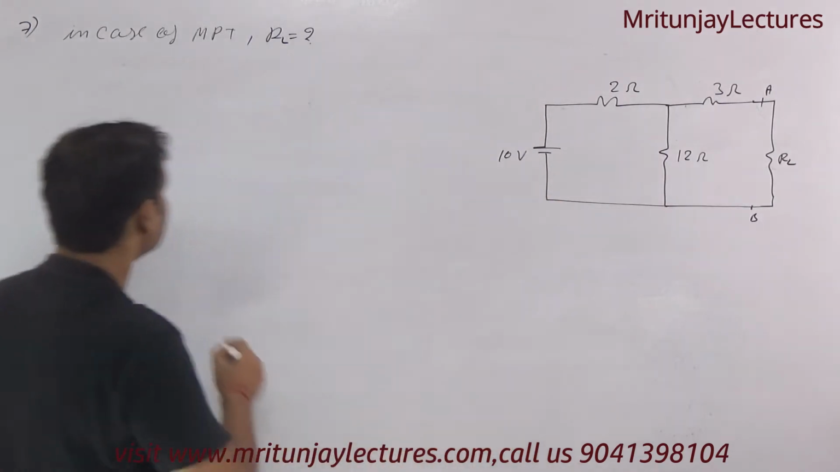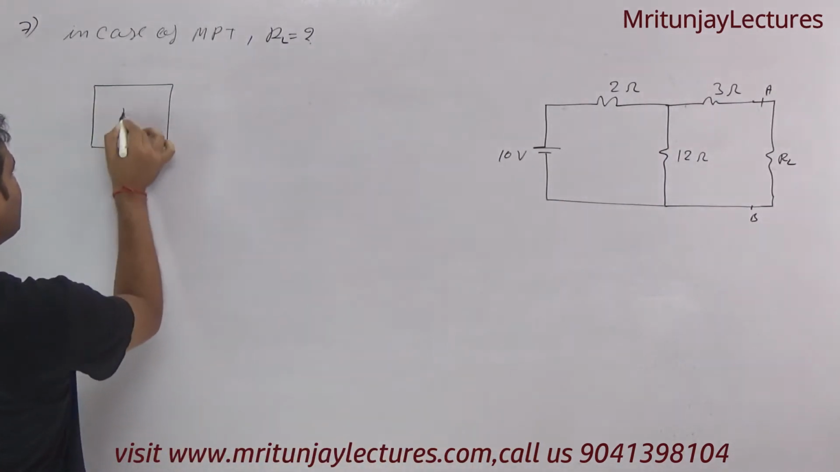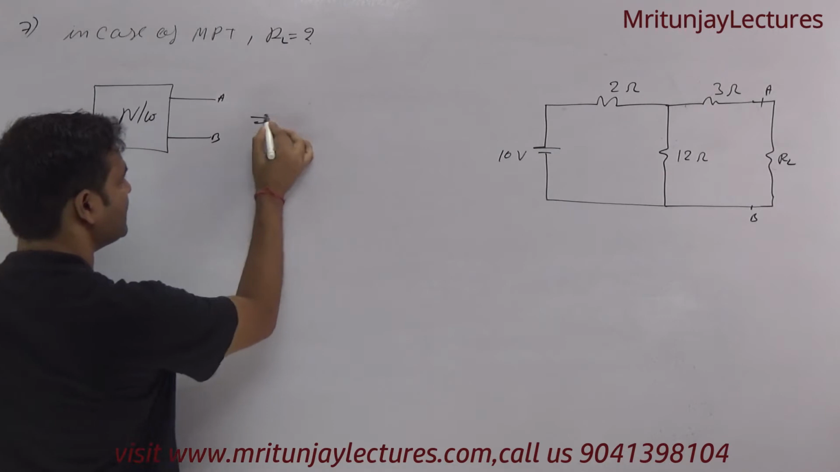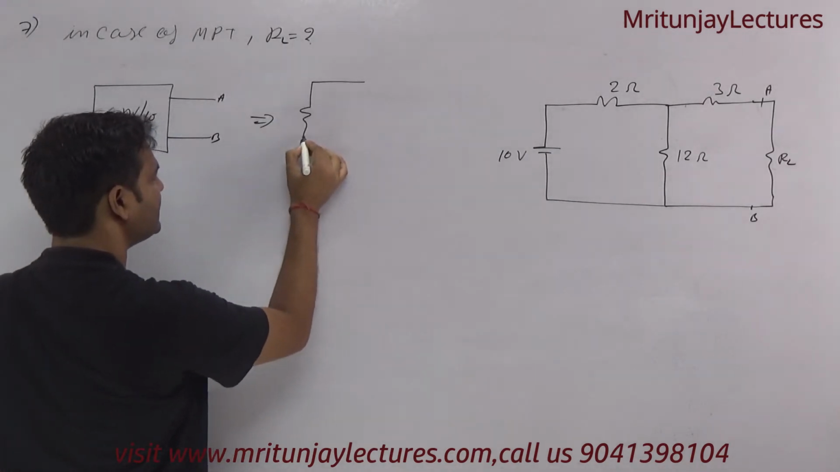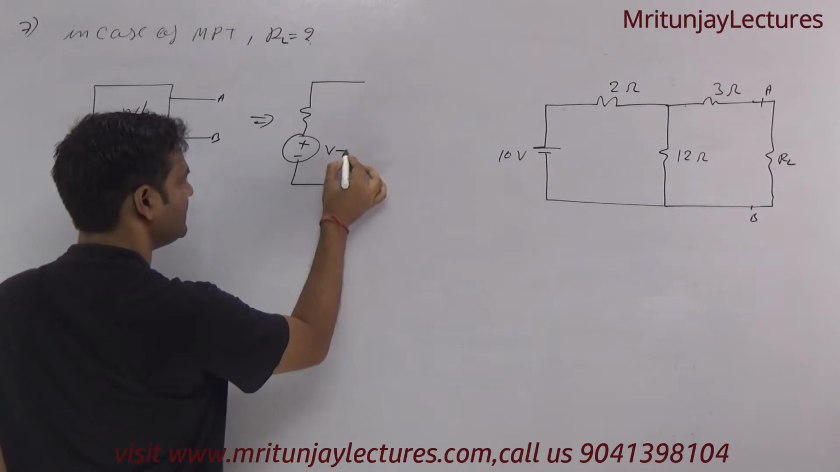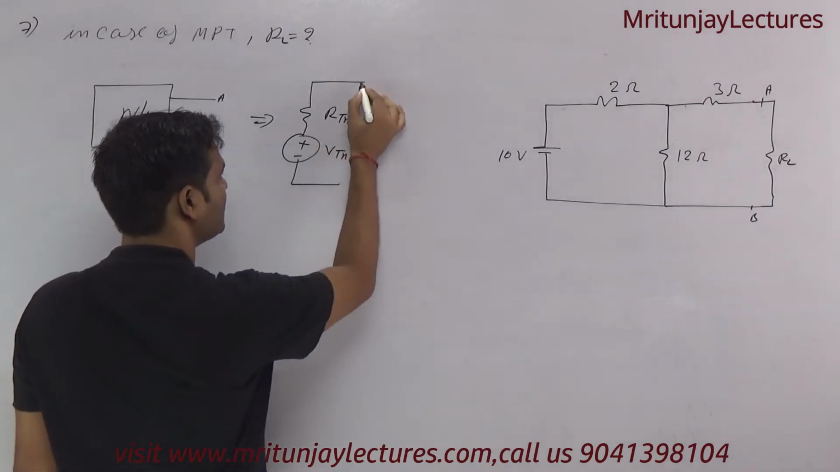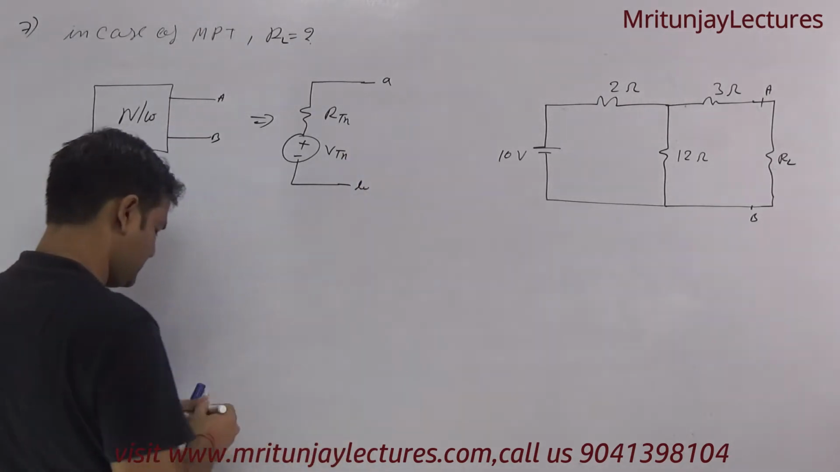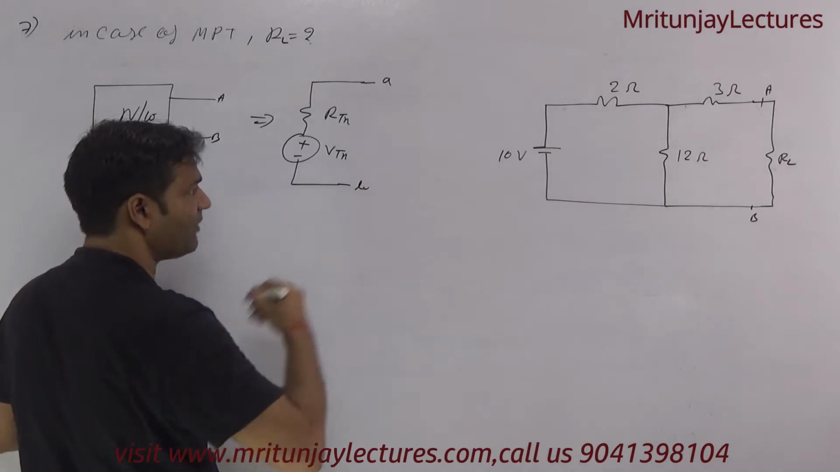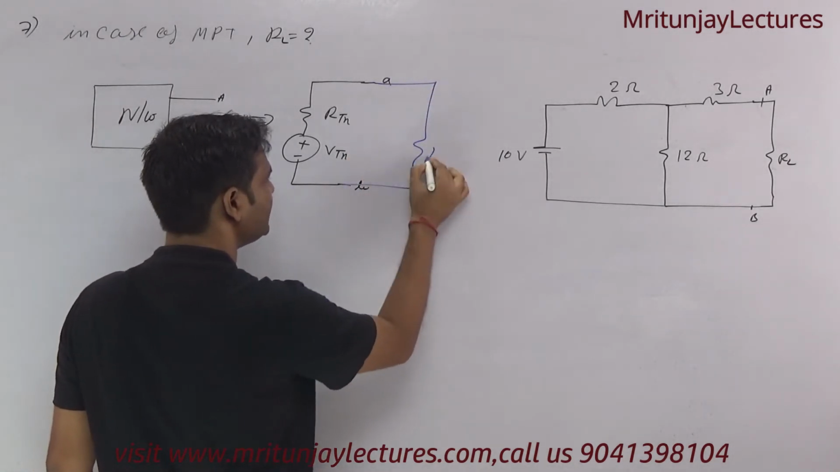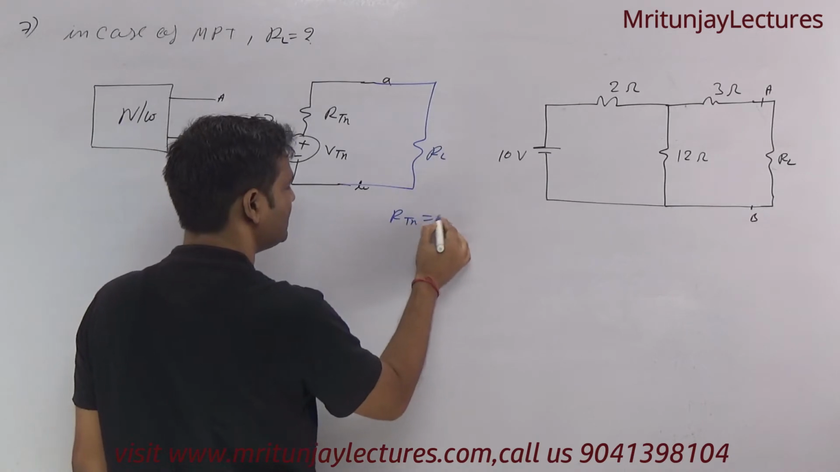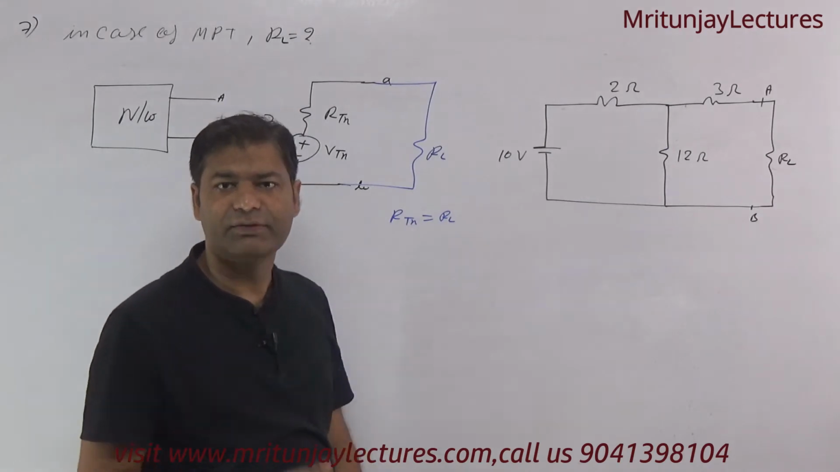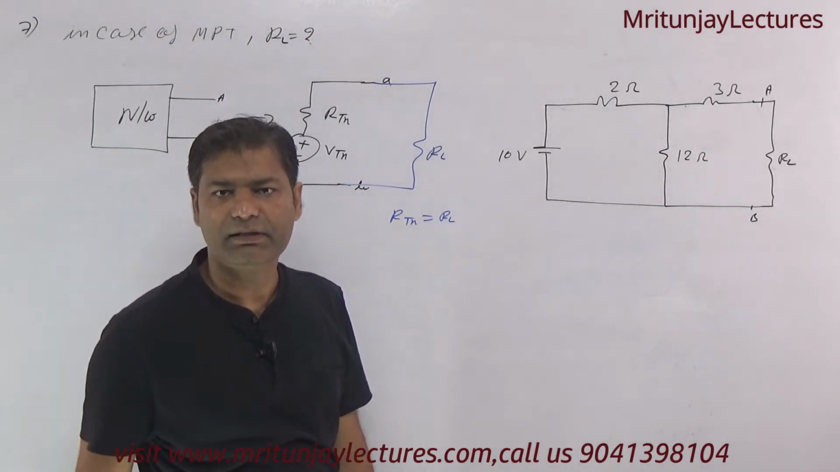I know that a circuit, a network like this one, between A and B, can be represented first of all by RTH and plus minus VTH. This is a DC network, that's why we represent it like this. You know that for maximum power, RTH is simply equal to RL. So our motto is to determine RTH basically. If you determine RTH, then that is RL in case of maximum power.